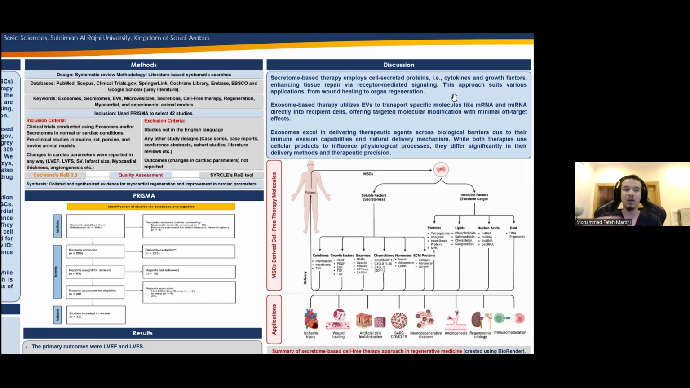In conclusion, in our findings, we've seen some promising results concerning the therapeutic efficacy and potential safety of their use in myocardial regeneration, where exosomes offer targeted cargo delivery of different mRNAs and secretome with their broad spectrum of reparative factors that we discussed. But there is still a lot of room for further research to investigate the pharmacokinetics and pharmacodynamics of these therapeutic interventions. Thank you. Any questions?